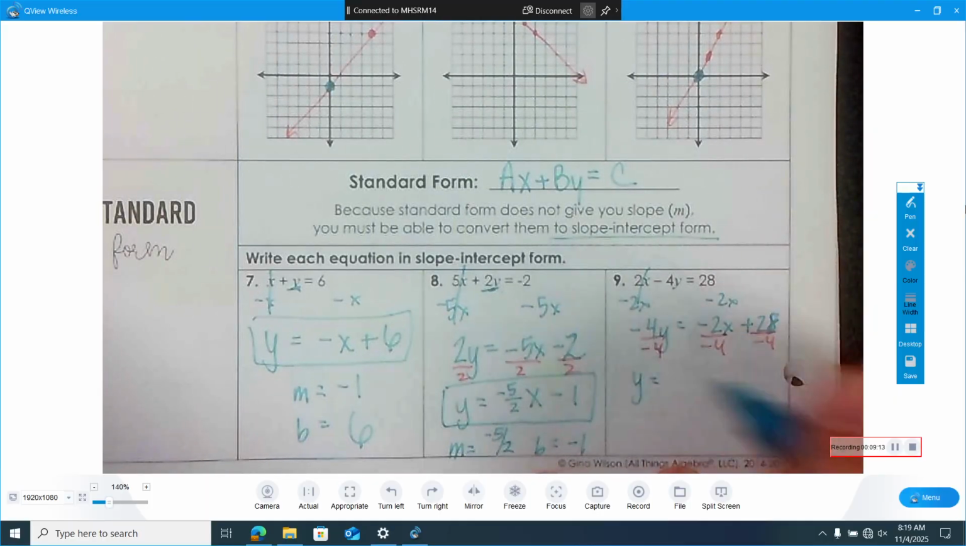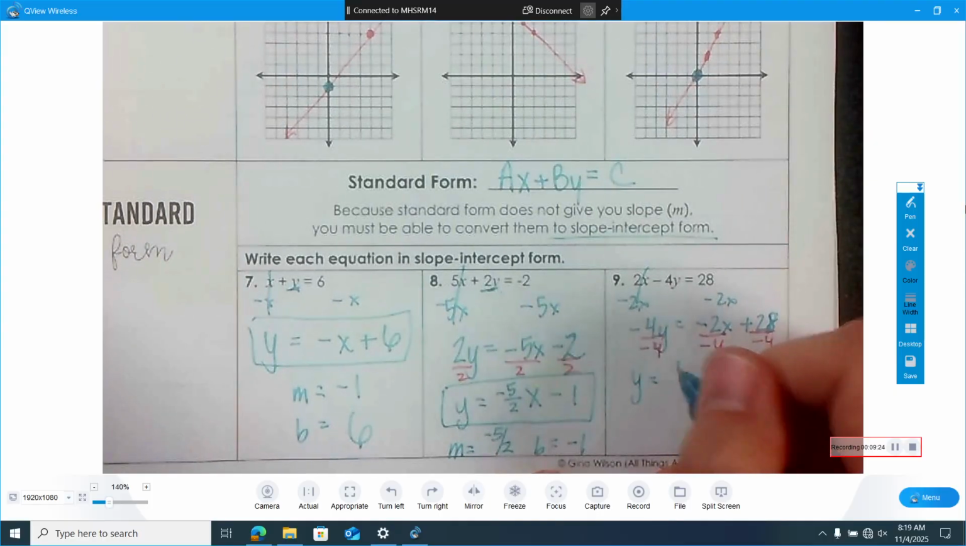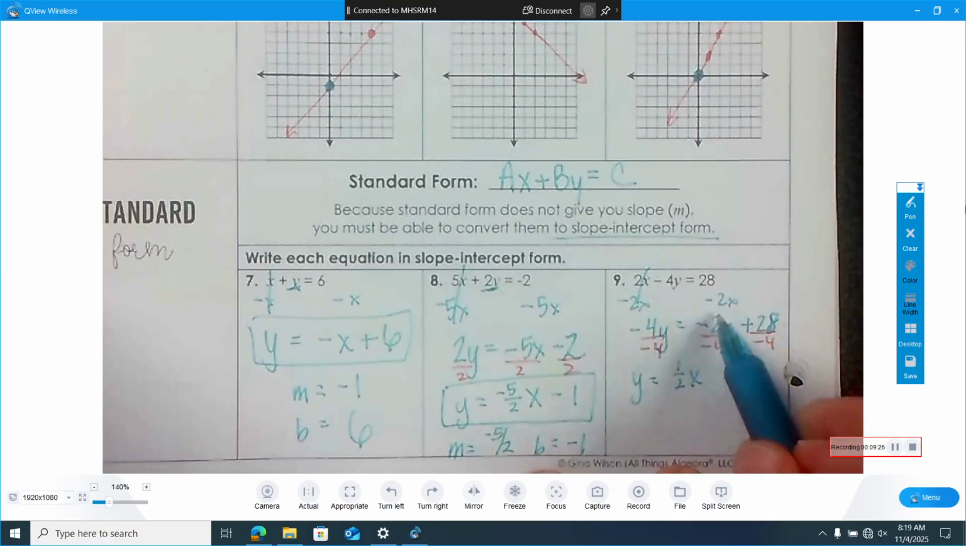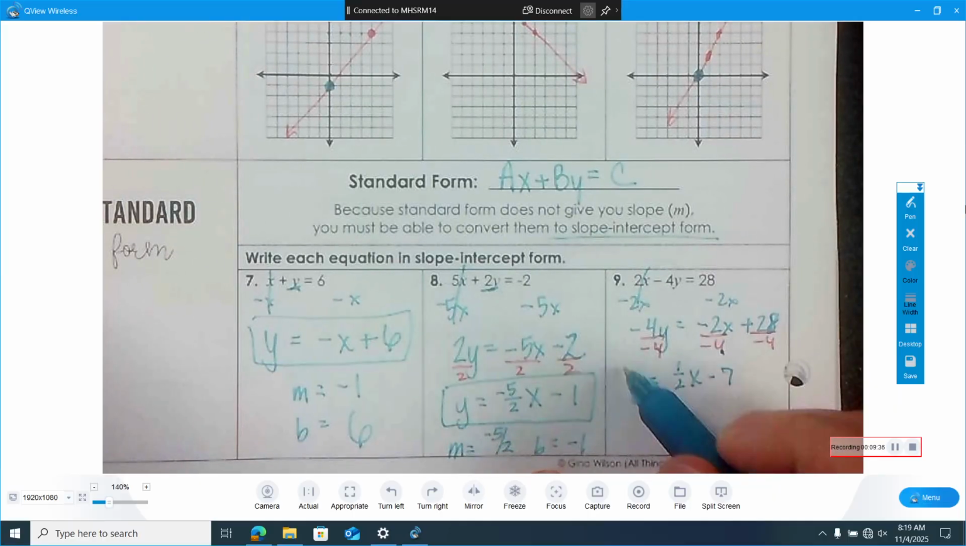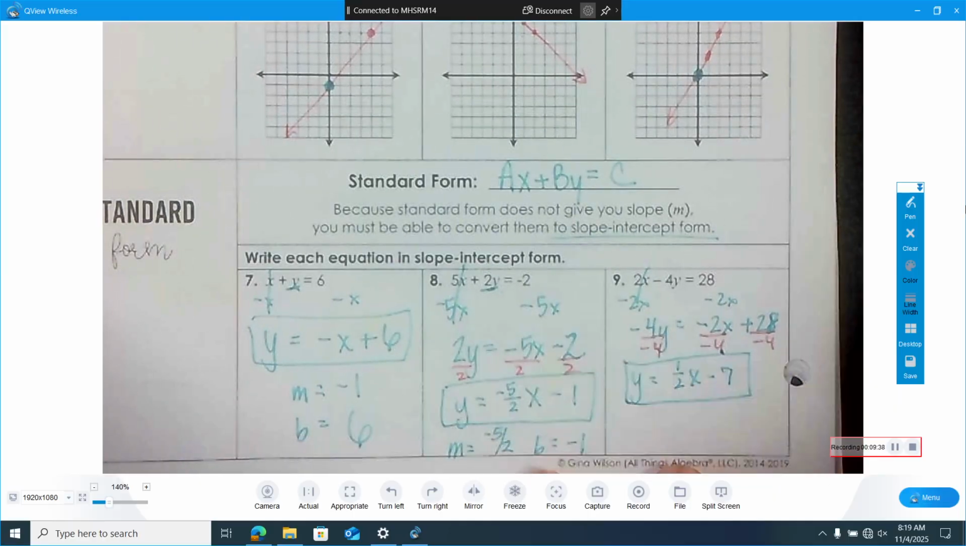So we get y equals, what is 2 over 4? 1/2. Negative divided by negative is positive. Okay. You will have to reduce your fractions. All right. And then here, 28 divided by 4, negative 4? Negative 7. The positive divided by negative is negative. 28 divided by 4 is 7.